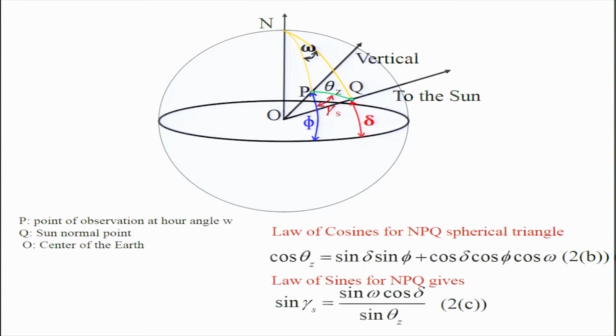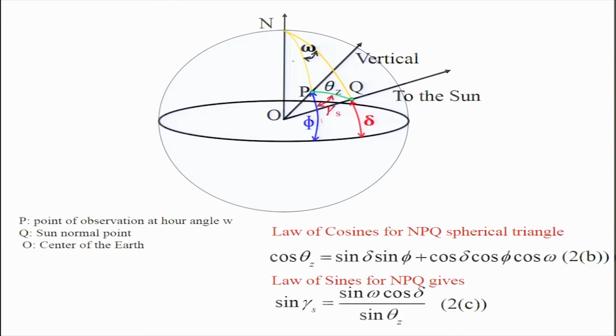And similarly, if you look at this P location, P is the location at which you are with respect to equator. So this is nothing but your latitude. Okay, so this is latitude. So this latitude is the angle between equator and the point P. Gamma S is the solar azimuthal angle, which is the angle between the sunbeam, its projection on the horizontal plane, with respect to the north south.